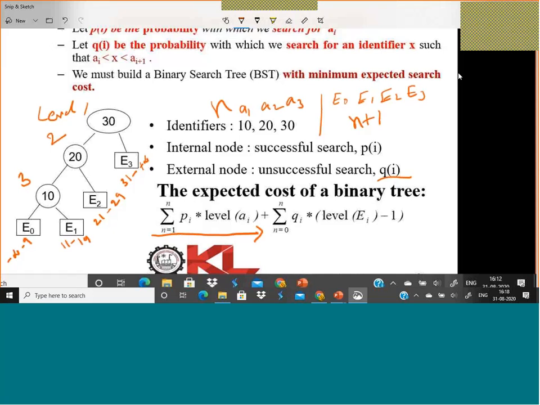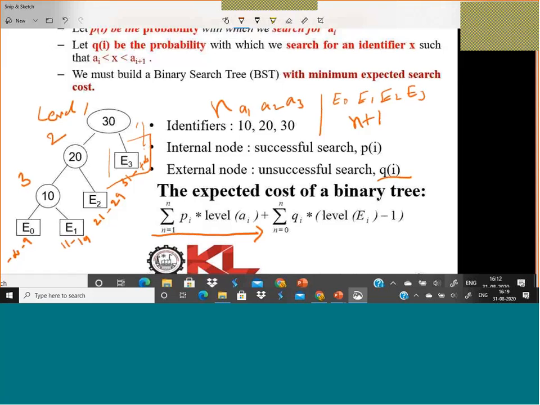The second one is, if it is a virtual node, then actually this node is not available on the tree. It is a virtual node because the right part of the 30 is a null value. So there is no such node existing in the binary search tree, but still we need to do the comparison. That's why for an unsuccessful search, Q of I is nothing but how frequently that virtual node is accessed, at level of EI.